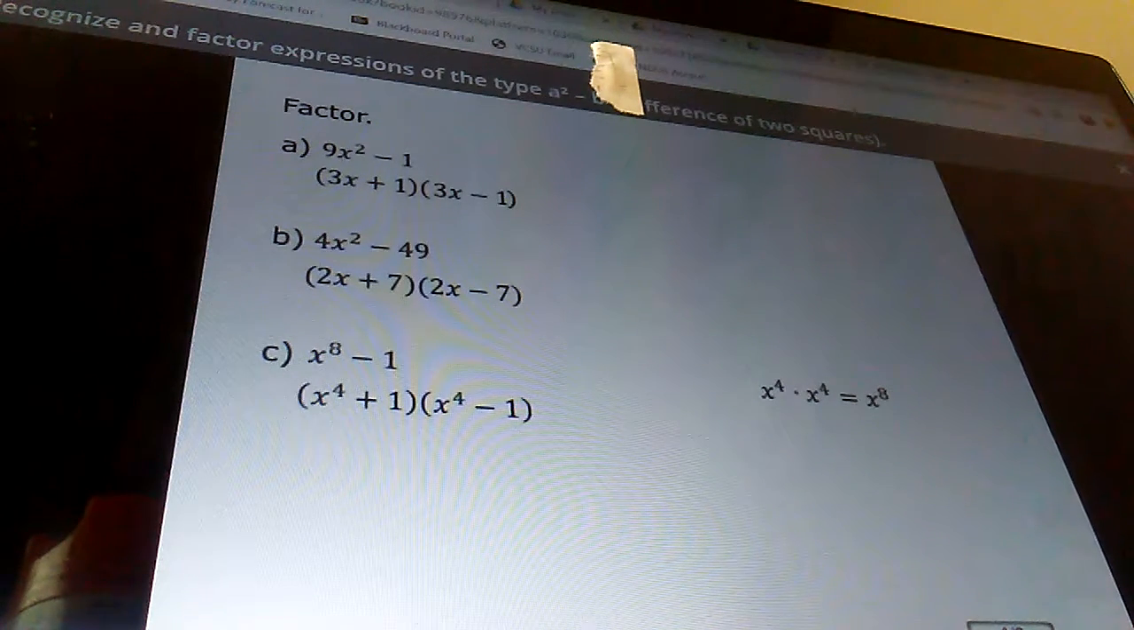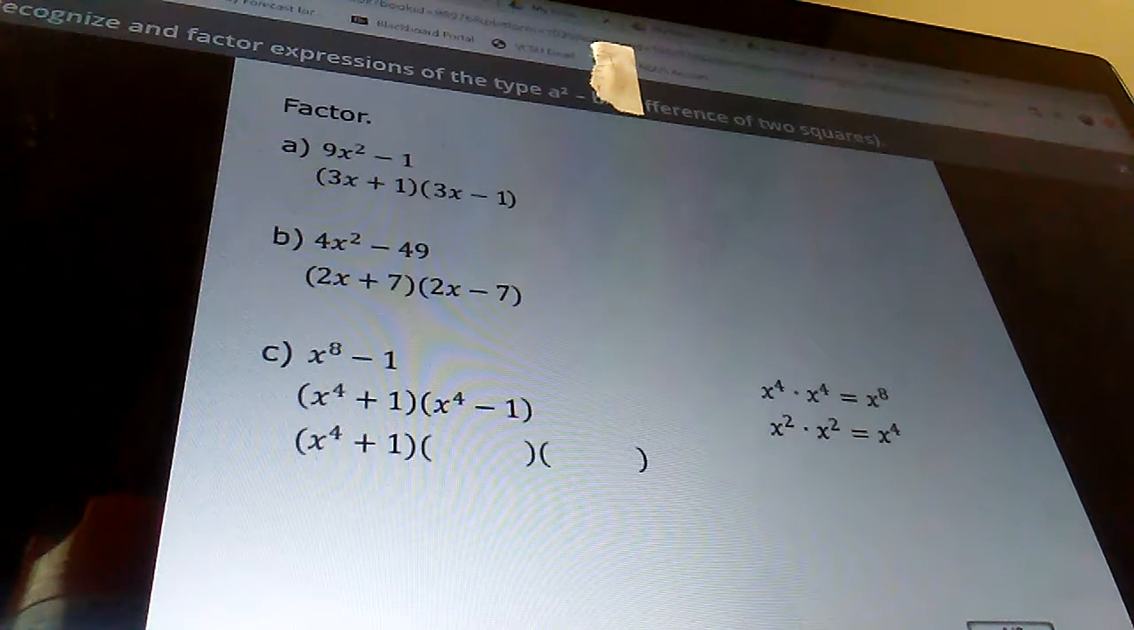But don't stop there. The first factor cannot be factored any further, but look at the second factor, the difference. In x to the 4th minus 1, both terms are perfect squares. Since x squared times x squared is x to the 4th, x to the 4th is a perfect square. Write the first factor and factor this difference of two squares. Factor x to the 4th minus 1 into x squared plus 1 and x squared minus 1.